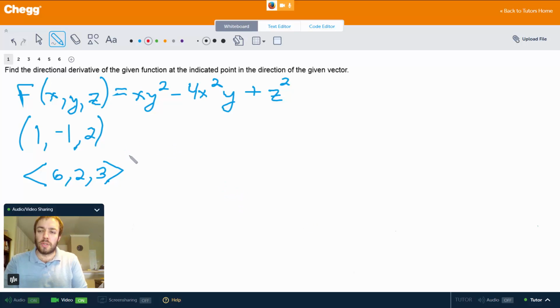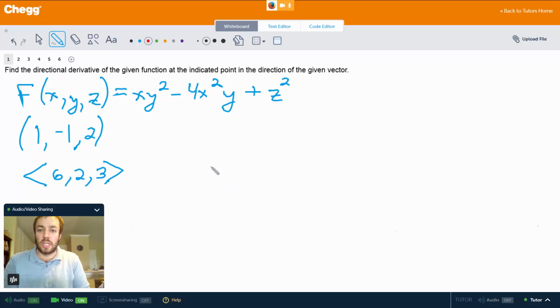And in this video, we're going to do an example with directional derivatives. So here we want to find the directional derivative of the given function at the indicated point in the direction of the given vector. So here we have the function f of x, y, z is xy squared minus 4x squared y plus z squared, and the point is 1, negative 1, 2, and our given vector is 6, 2, 3.